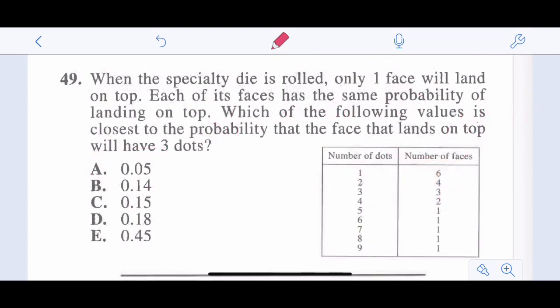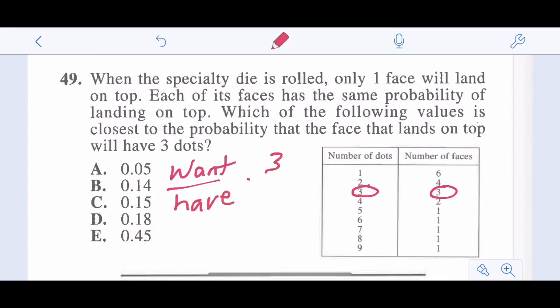When the specialty die is rolled, only one face will land on top. Each of its faces has the same probability of landing on top. Which of the following values is closest to the probability that the face that lands on top will have 3 dots? So 3 dots right here. 3 of the faces have 3 dots. So probability is what you want over what you have. And we want 3 out of 20 faces. So 3 divided by 20 is 0.15, or C.